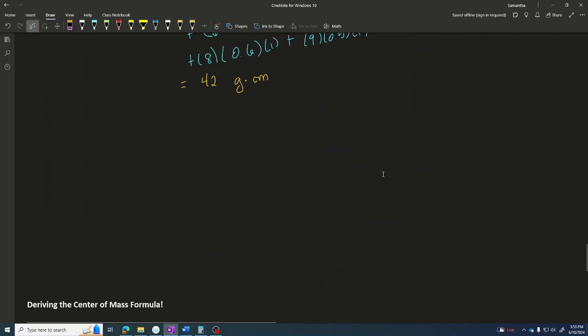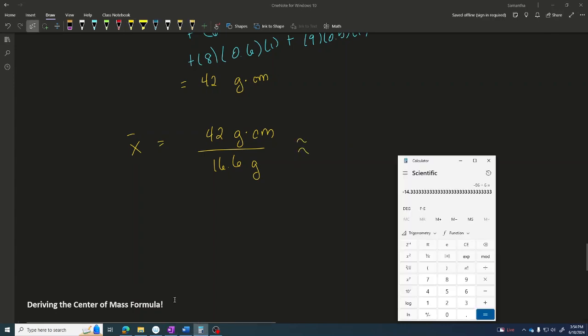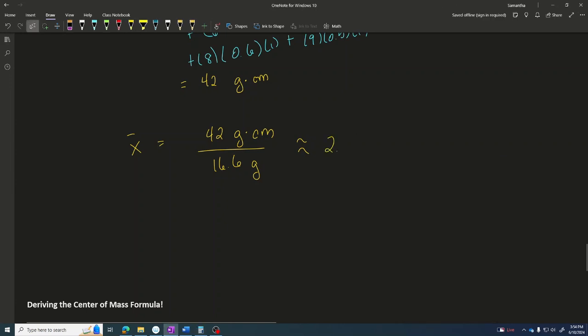So if I put it all together, the center of mass formula says that the center of mass would be located at a position of 42 divided by 16.6, which works out to be approximately 2.53. Based on the way that we have defined positions in this problem, this would be 2.5 cm from the left end of the object.